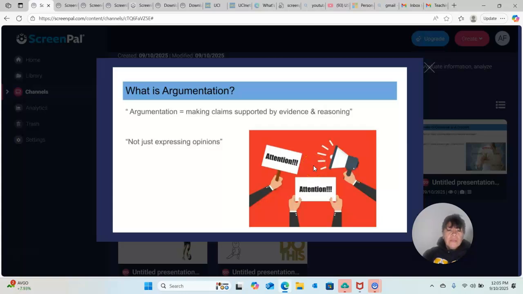What is argumentation? Argumentation is about constructing your own claims and backing them up with evidence and reasoning. It's different from stating your opinion. A good argument includes a claim, supporting evidence, and reasoning that connects the two. We'll look at examples so you can identify the claim, evidence, and reasoning in real scenarios.